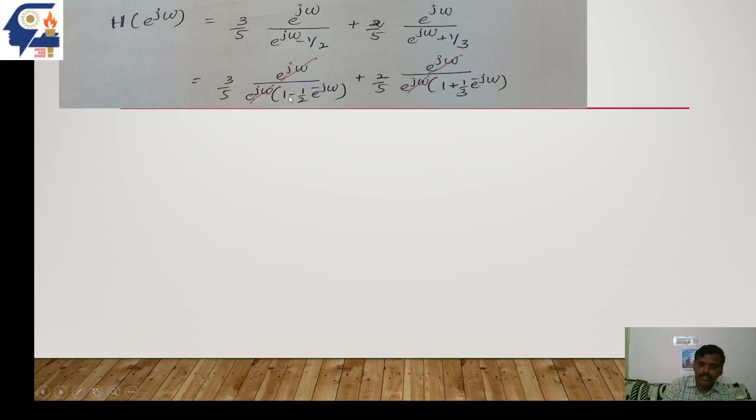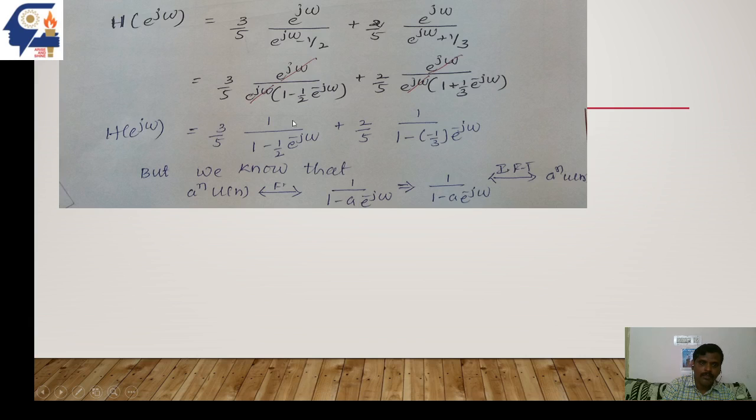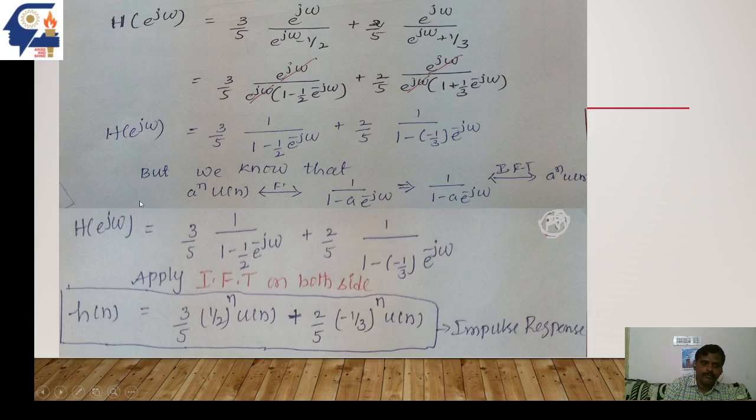Now next step we will see 3 by 5, 1 by 1 minus 1 by 2 e power minus j omega. 1 by 1 minus, it is a plus. Now I am going to write this plus as a minus of minus 1 by 3 e power minus j omega. We studied at the starting the Fourier transform of a power n u of n is equal to 1 by 1 minus a e power minus j omega. Compare this one with the standard formula, then you will get this one, 1 by 1 minus 1 by 2 e power minus j omega.